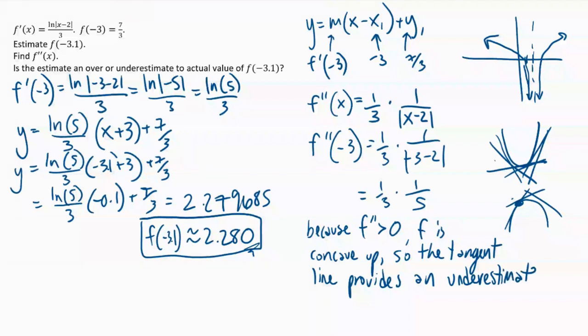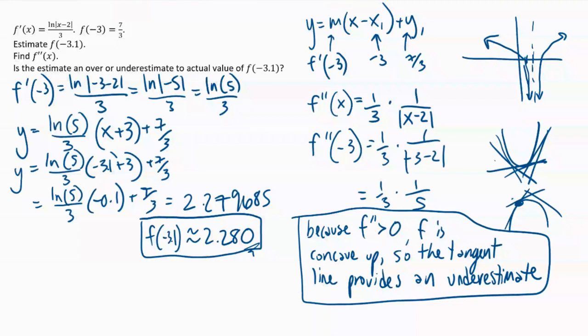Okay. So your justification should look something like this. It should include your second derivative, the fact that f is concave up, so that means the tangent line provides an underestimate.